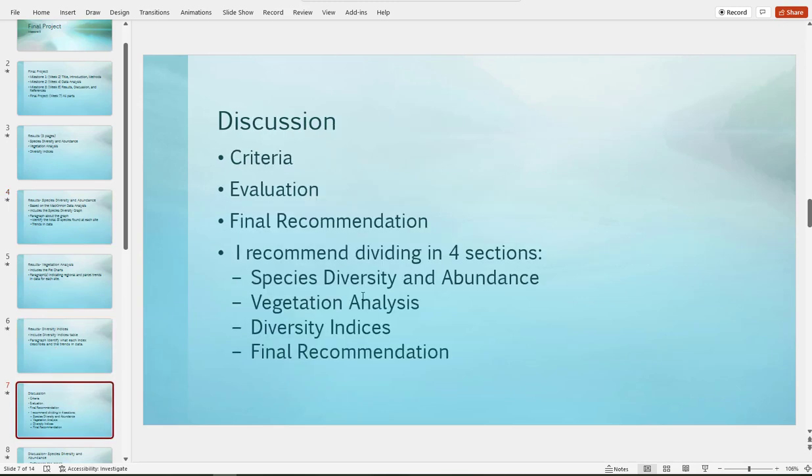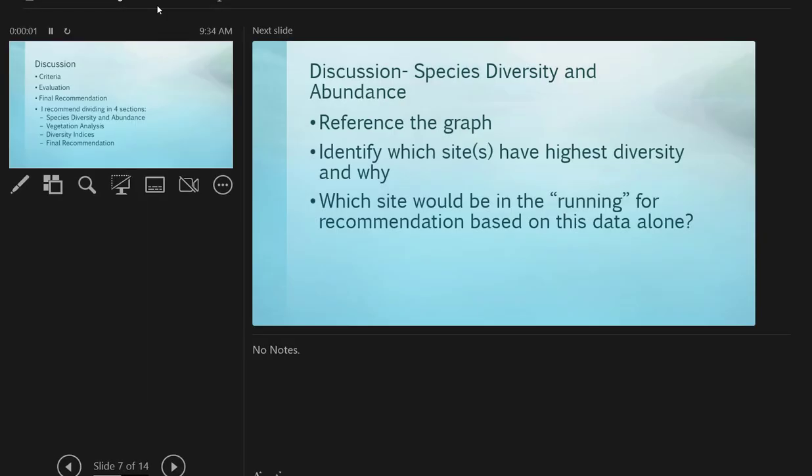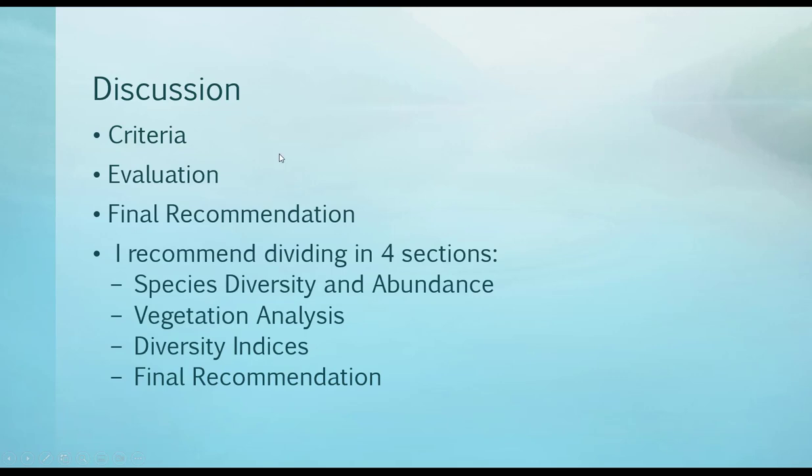In the discussion section, that's where we're going to be identifying or interpreting the data. So let's take a closer look at that. With the discussion, I like to divide it into 4 sections. Just like any other section or heading, I tend to like subheadings. So this is how I recommend: species diversity and abundance subheading, vegetation analysis subheading, and diversity indices subheading, and then a final recommendation subheading.